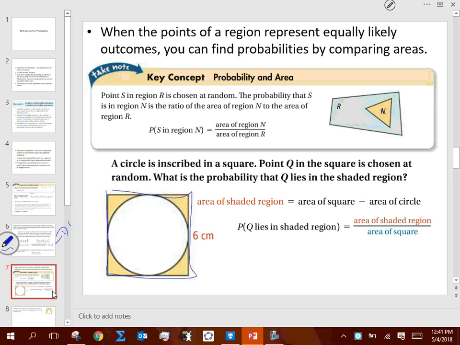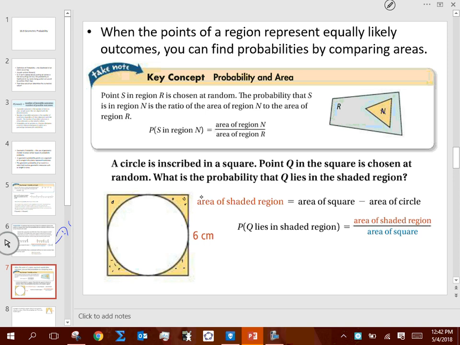It says a circle is inscribed in a square. Point Q is picked at random. What's the probability Q lies in the shaded region? Okay. So Q could be that point there, or maybe that point there. What is the probability of landing in any of these points or positions? So we have to find these respective areas.